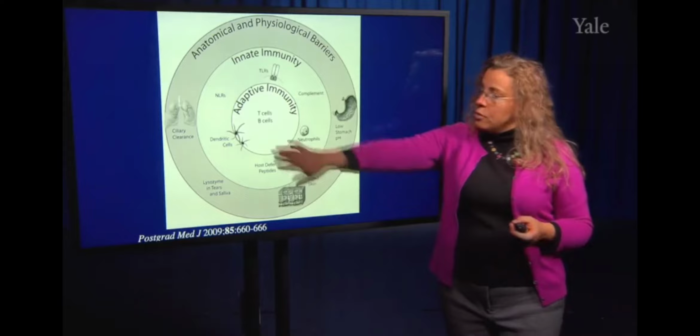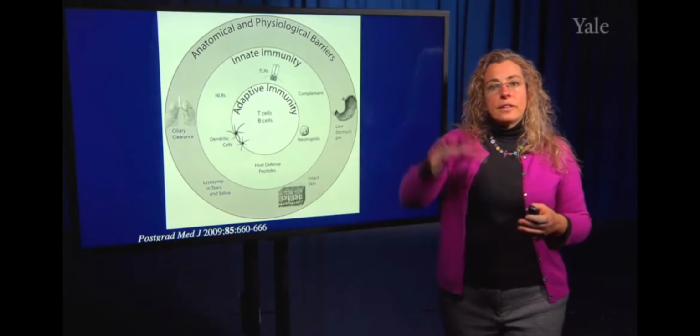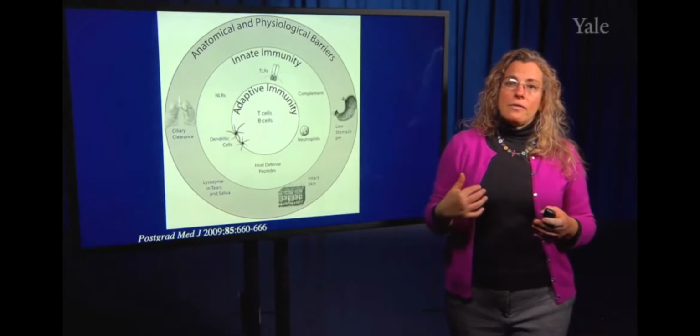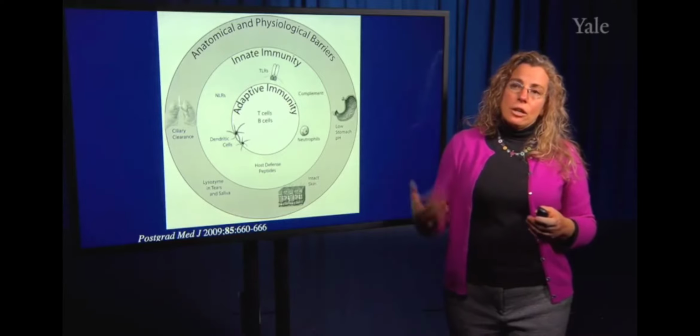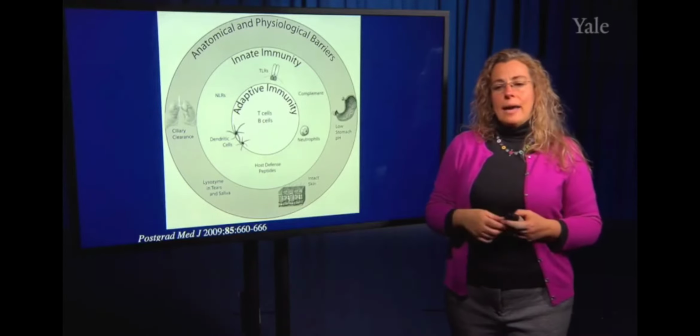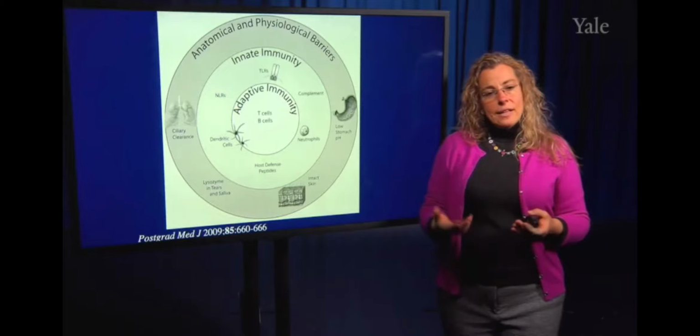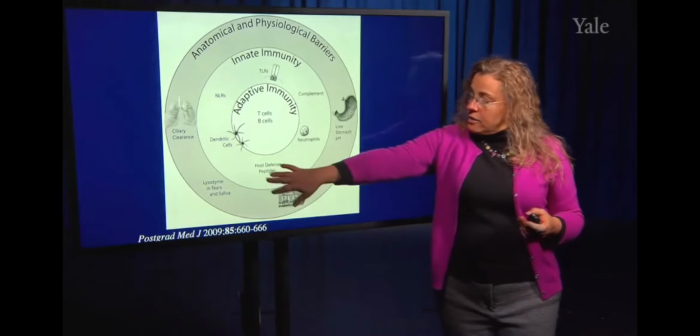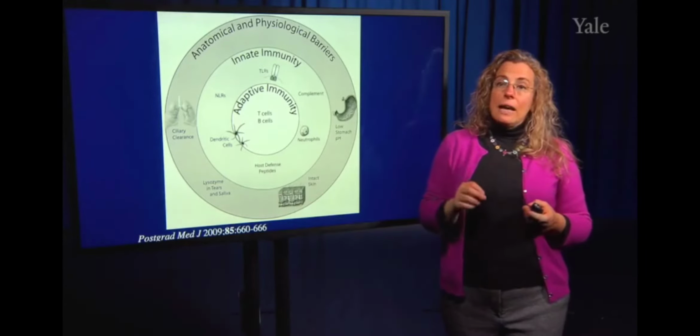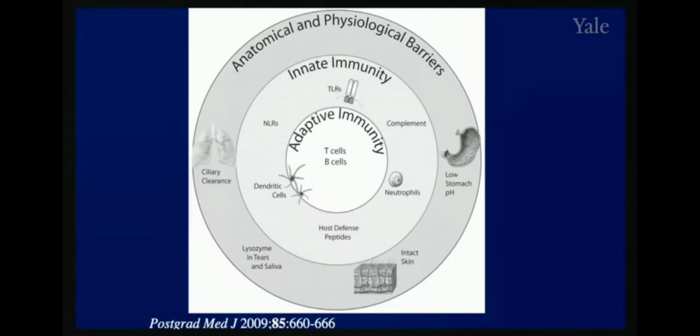You have movement in your lungs, so ciliary clearance. We breathe in a lot of things, and the movement in our lungs pushes those things back out so they don't make us sick. You've got some enzymes in your tears and saliva that can break down some proteins. That can also prevent an infection. And the biggest barrier we have is actually our intact skin, which covers our body, of course, and keeps out many pathogens.